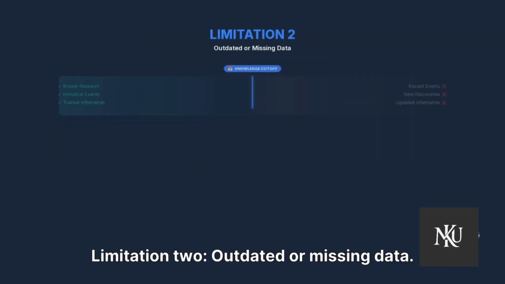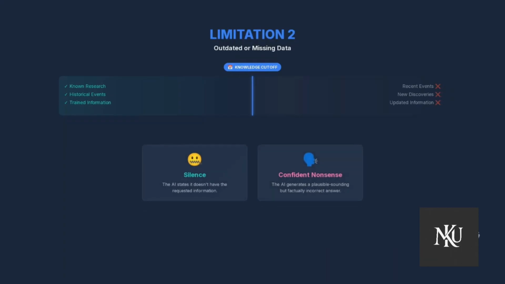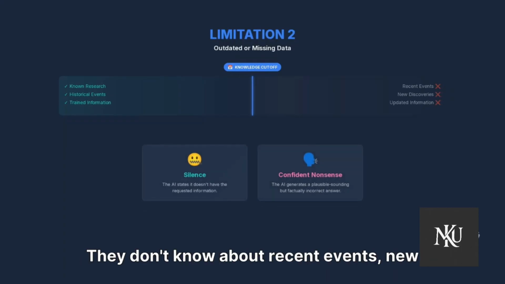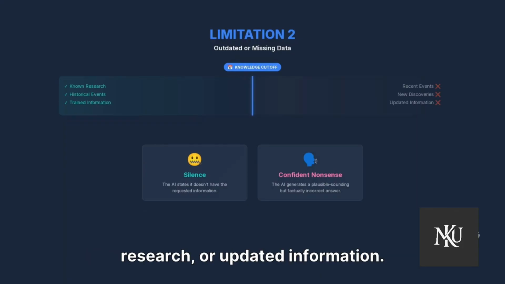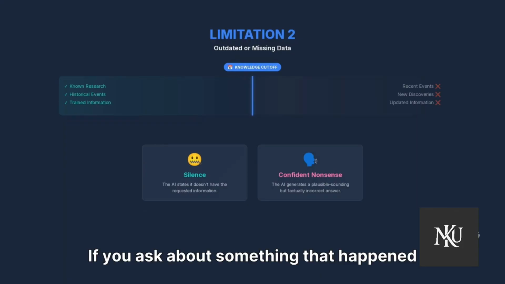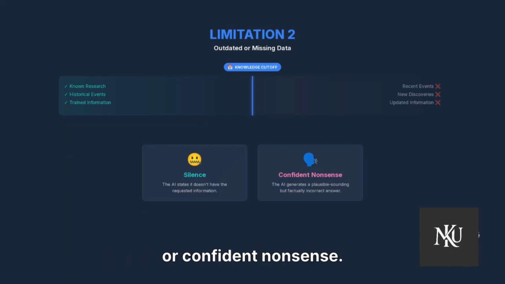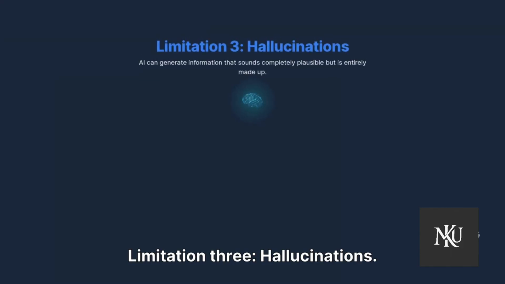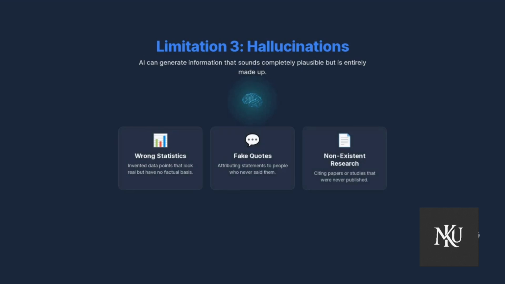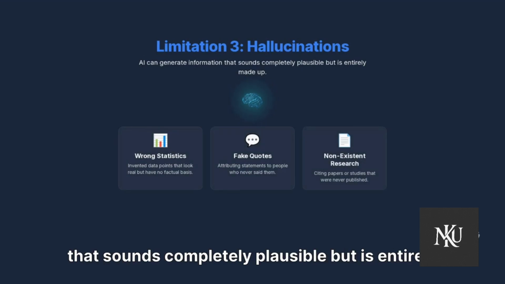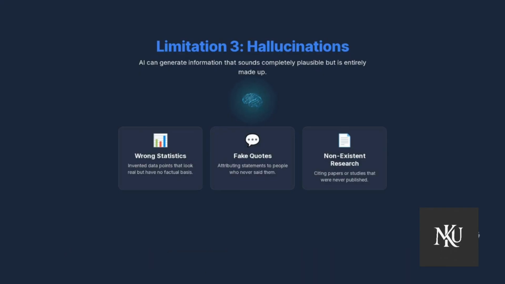Limitation 2, outdated or missing data. Many models have a knowledge cutoff date. They don't know about recent events, new research, or updated information. If you ask about something that happened after the cutoff, you'll get either silence or confident nonsense. Limitation 3, hallucinations. This is when the AI generates information that sounds completely plausible, but is entirely made up. Wrong statistics, fake quotes, non-existent research papers.